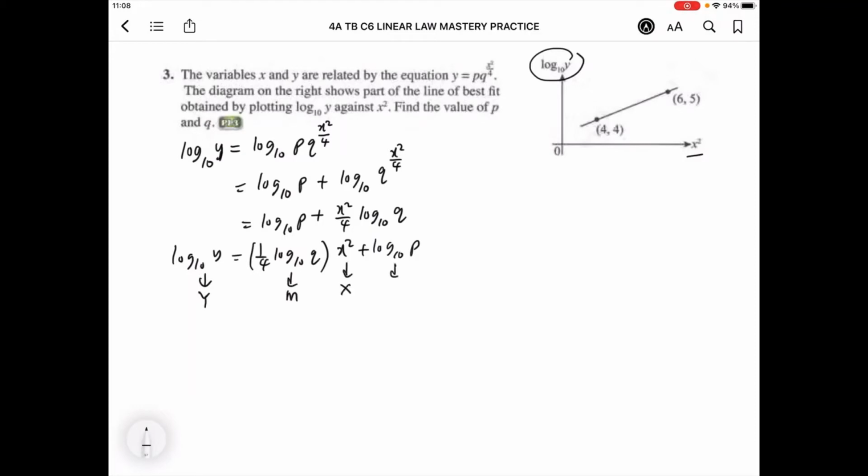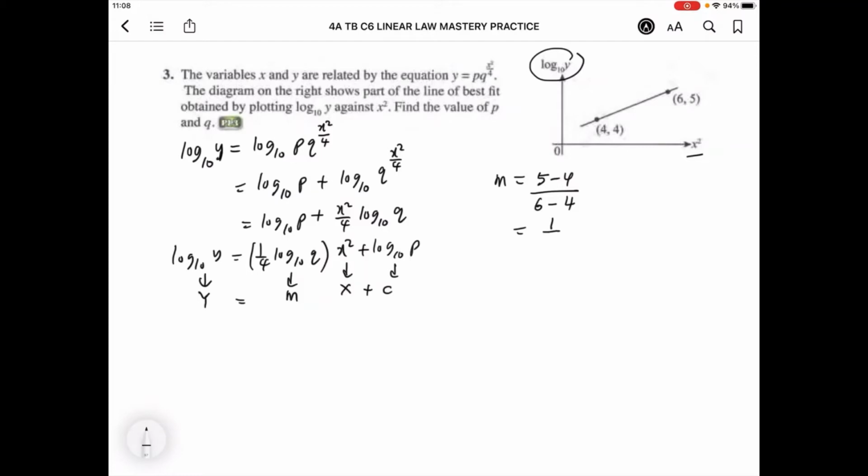So by comparing your gradient, you can find the value q. By comparing your y-intercept, you can find the value c. But you have to go back to the graph and find your gradient and y-intercept. Gradient will be what? (y2 minus y1) over (x2 minus x1). So you should get 5 minus 4 is 1, 6 minus 4 is 2, 1 over 2.